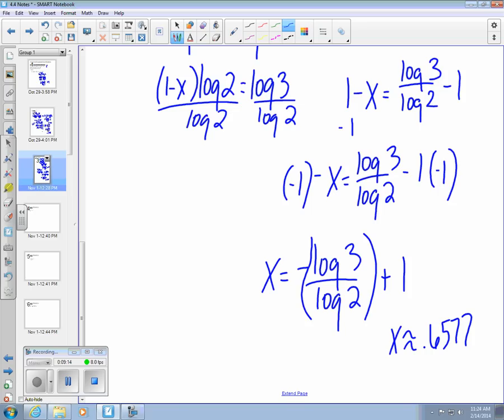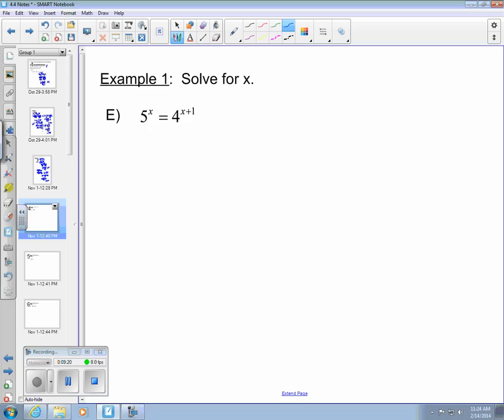All right, so for our next example, we want to solve for x again. So we have 5 to the x is equal to 4 to the x plus 1. We have exponential expressions on both sides, but that doesn't matter. They're both isolated. We have a base to some x power. So we have log base 10 of 5 to the x is equal to log base 10 of 4 to the x plus 1.